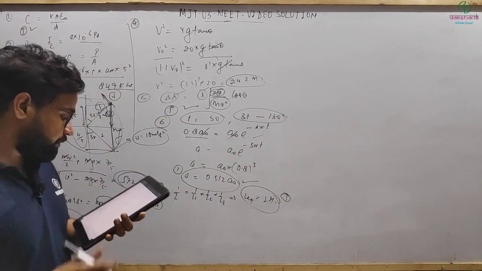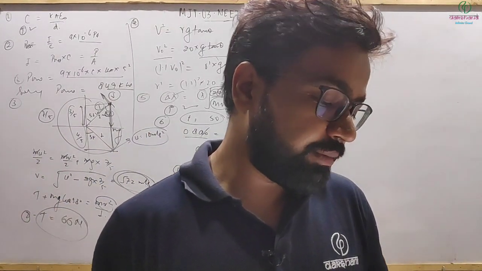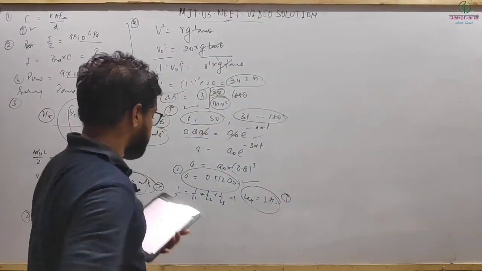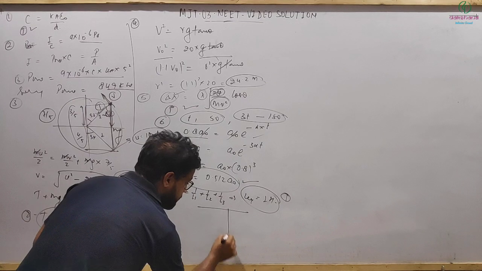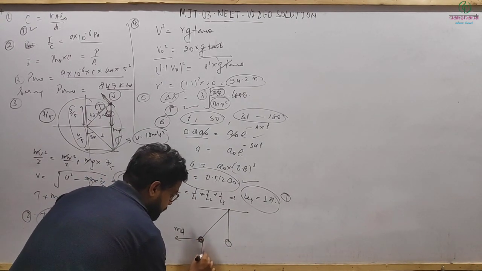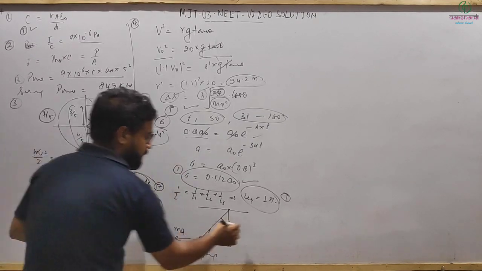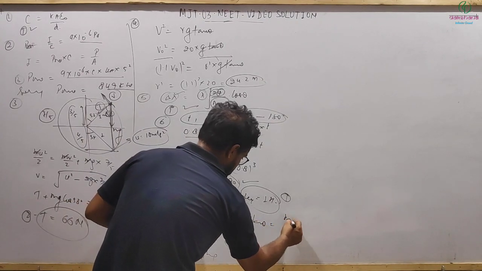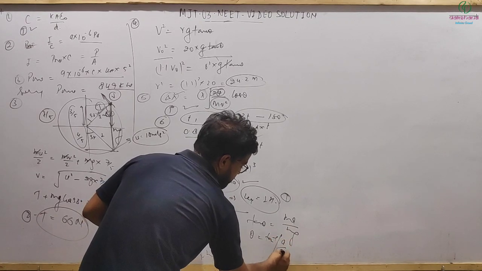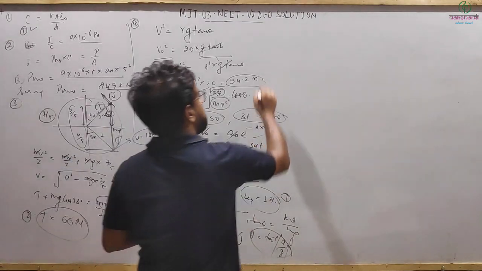Question number 8. A plumb line is suspended from the ceiling of a car moving with horizontal acceleration a. What will be the angle of inclination with the vertical? So the plumb line, originally it's basically like this, but because of acceleration it will be like this: ma here, mg here, and this angle will be theta. So we can write tan theta is equal to ma by mg, and theta is equal to tan inverse of a by g. That's matching with option number 1. Next question number 9.